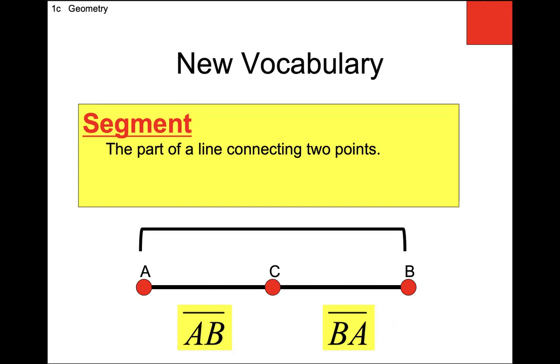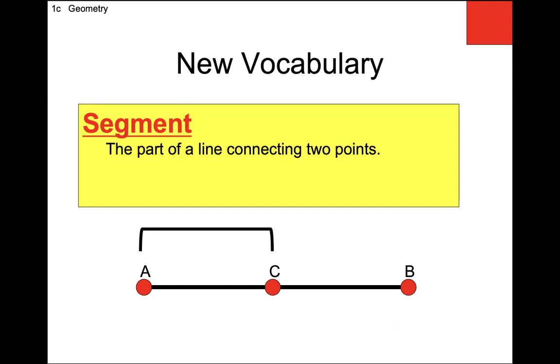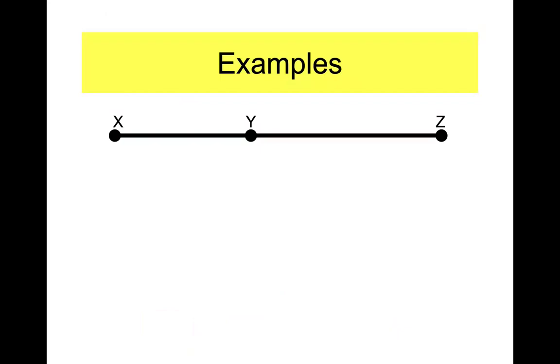However, right, there are multiple segments here. The longer segment is AB, but there are shorter segments here. And for instance, that segment that I'm indicating right there, that is segment AC or CA. Does that make sense? Okay. Now I want you to take a look at this segment. I want you to take a moment. You can pause after I ask the question. How many segments are there?